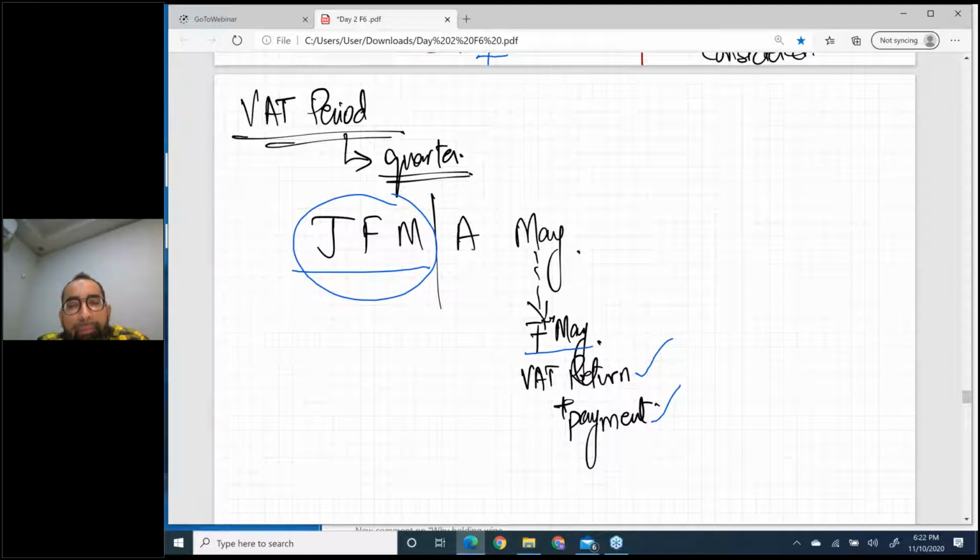So don't forget, VAT reporting is normally done on a quarterly basis, and the due date is 1 month plus 7 days after the end of that quarter. Okay, right?